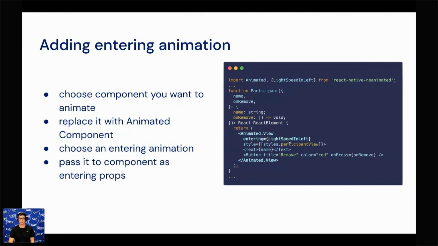And the second thing is you have to choose a predefined animation. You can also provide your custom one, but I will talk about it later. And I will also talk about where you can find all of our predefined animations later. So if you want to animate the entering of the component, it's enough to provide a value for a prop. In our case, it's the LightSpeedInLeft animation. And let's see the result of that change.